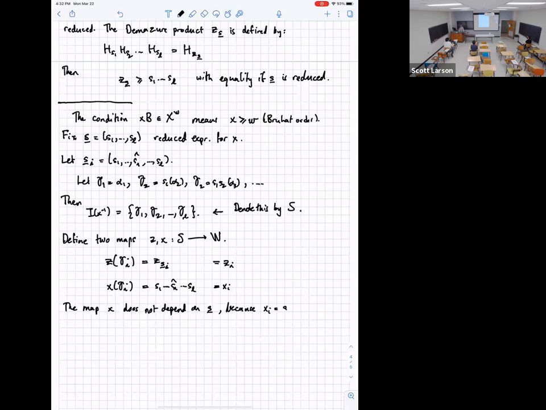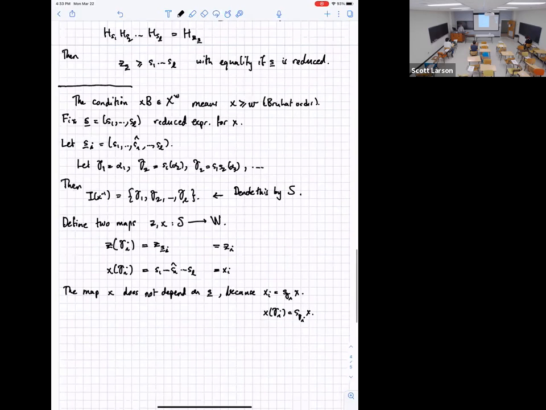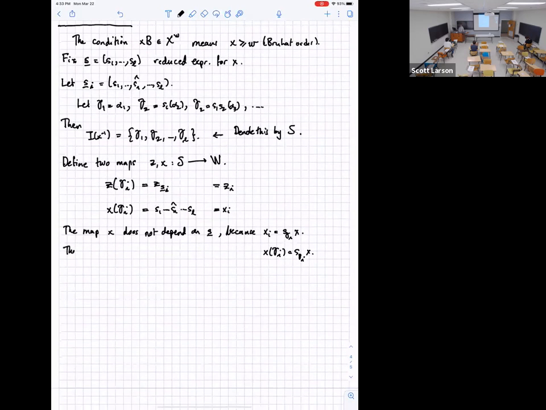because X i is actually just equal to s of gamma i times x. In other words, X of gamma i is just s of gamma i of x, and there's no reduced expression in that equation. But the map Z does depend on the reduced expression. If you just write down two reduced expressions, you can see that it's a different map. So the map Z does depend on it.